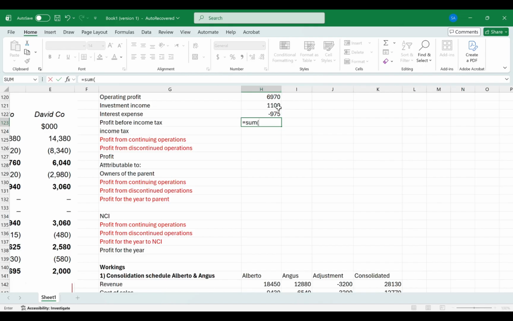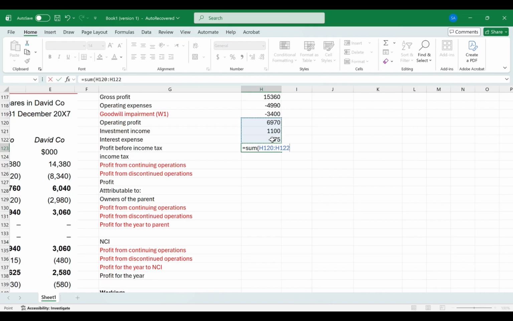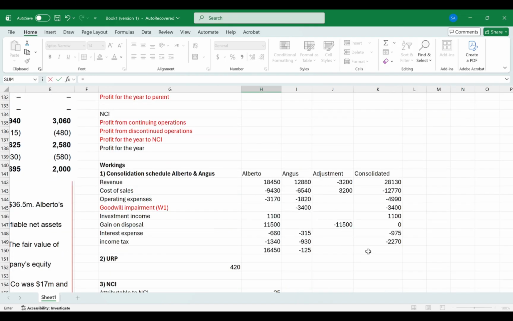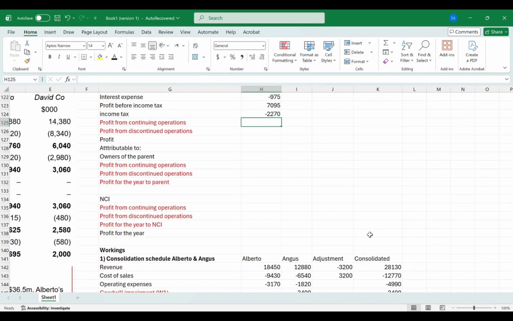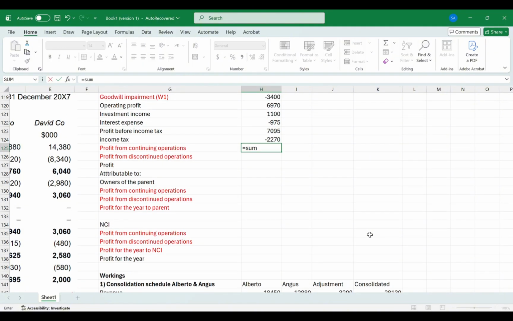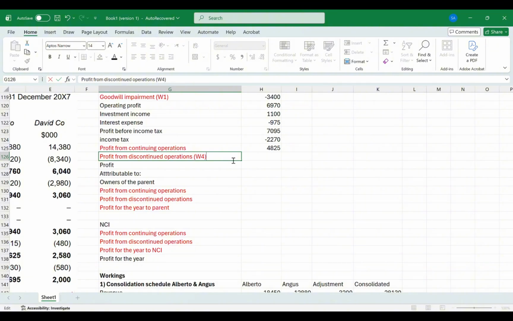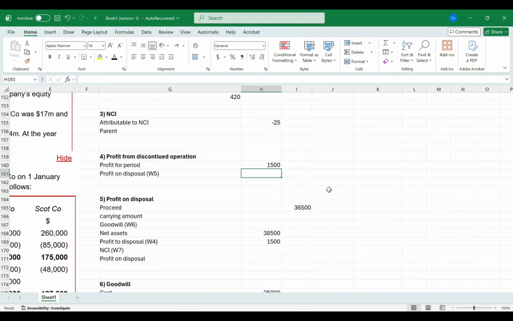And then I have to perform a sum function to get the total from my operating profit. And then I'll be taking my income tax, which is this. And then sum function, 4825. Right? Now, profit from continuing operation. What about discontinued operation? This I will get from my working number 4. So I have to go back to my working number 4 here.